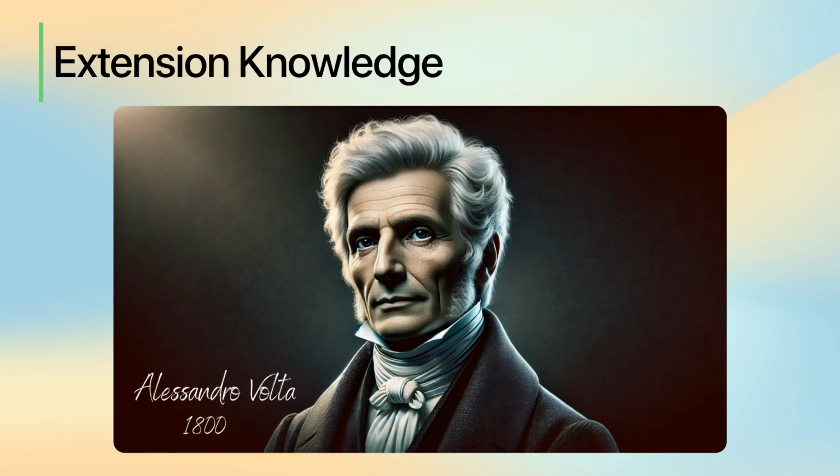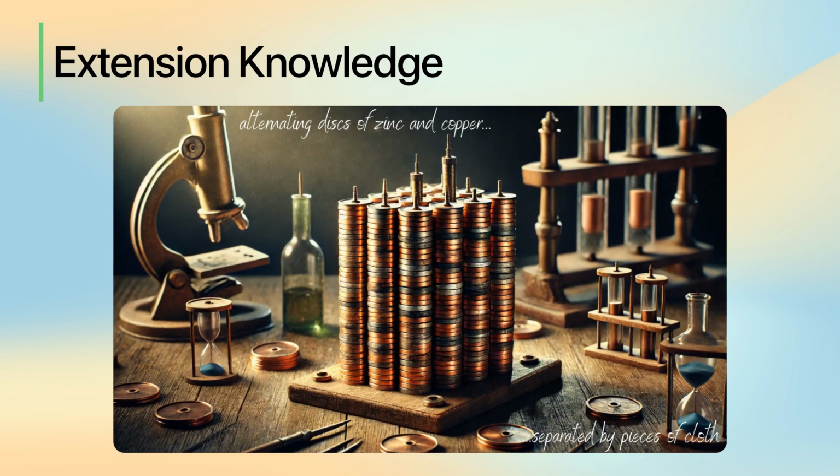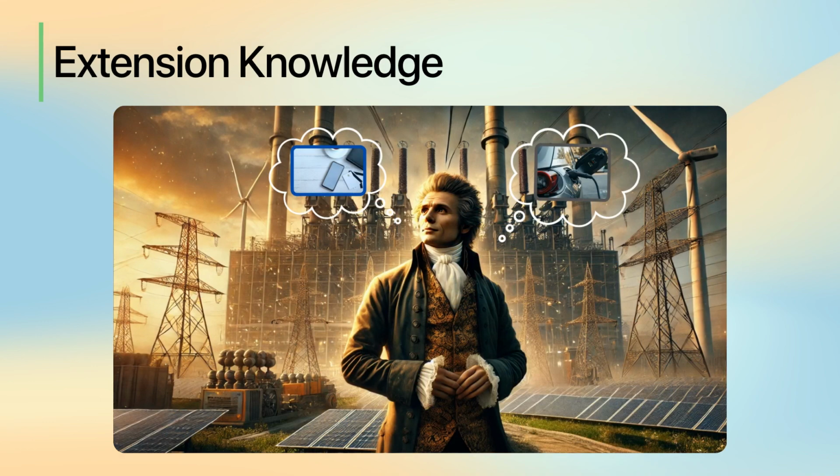Before we conclude, let's consider the history of chemical cells as an extension task. The development of chemical cells, or batteries, began with Alessandro Volta's invention of the voltaic pile in 1800. The voltaic pile was the first true battery, consisting of alternating discs of zinc and copper, separated by pieces of cloth soaked in salt water. This ingenious setup provided a steady flow of electrical current and paved the way for modern electrochemistry. Volta's work revolutionized how we generate and use electricity, leading to the development of all the batteries we rely on today, from powering our smartphones to running electric cars.